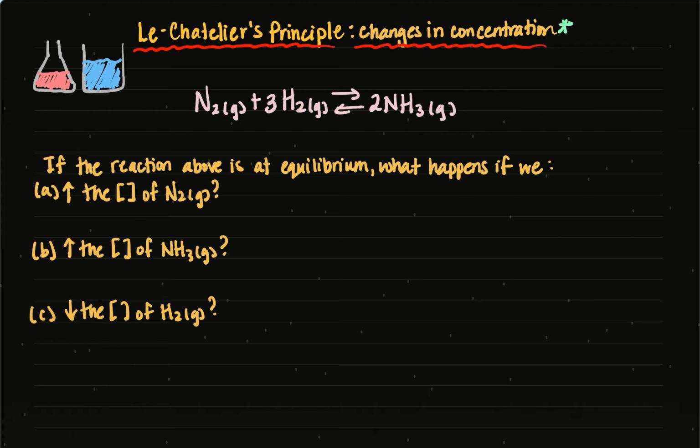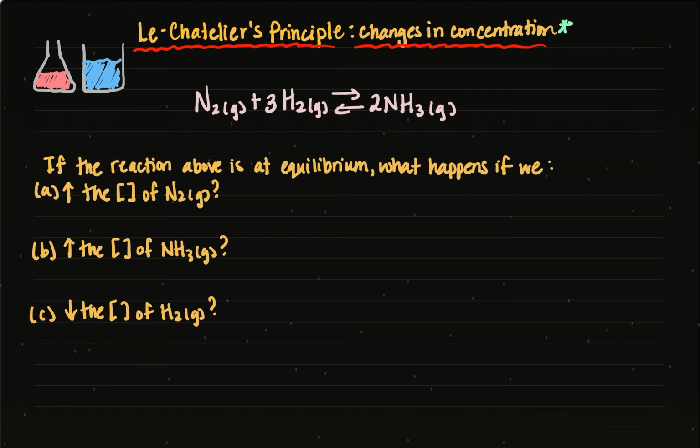So we have our equation shown here. This is called the Haber process. So nitrogen plus hydrogen gives me ammonia. It's in equilibrium already. And what we want to see is what happens if we modify the concentrations of the different components of this reaction.